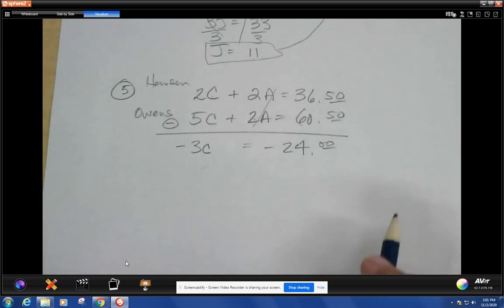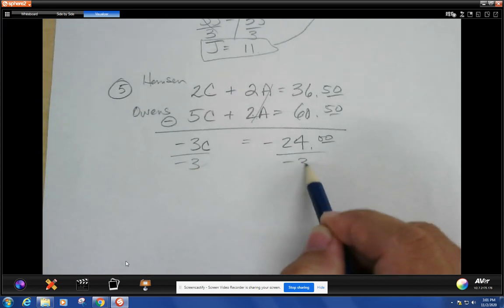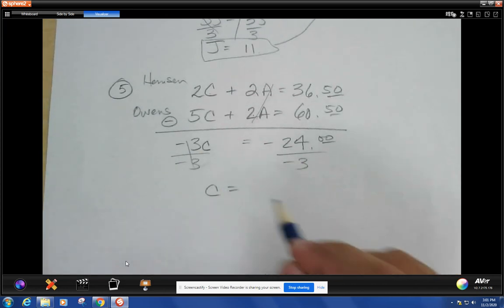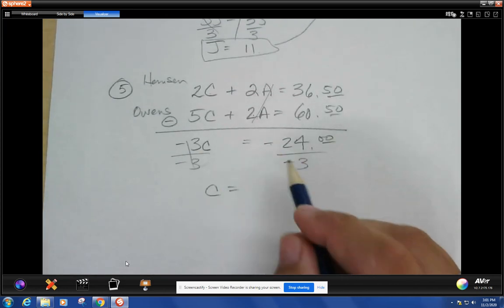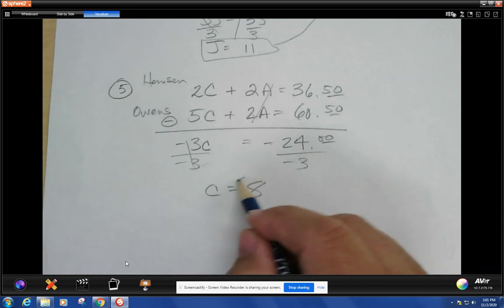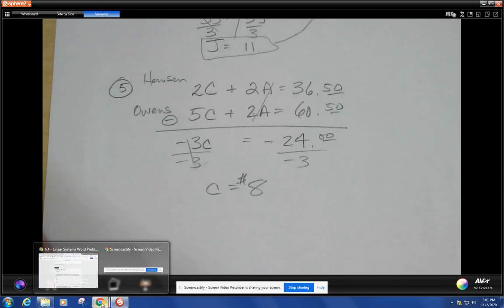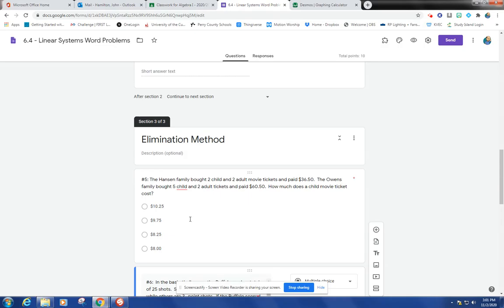Okay, go ahead and put the 2 zeros. So now in order to finish this out, I'm going to divide by negative 3 on both sides. Now all of a sudden I have C equals negative divided by negative is a positive. 24 divided by 3 is 8. So I know that my child ticket is $8. And if you go back and look at your actual question, you will see it asks you how much does a child movie ticket cost. So right there would be my answer choice of $8.